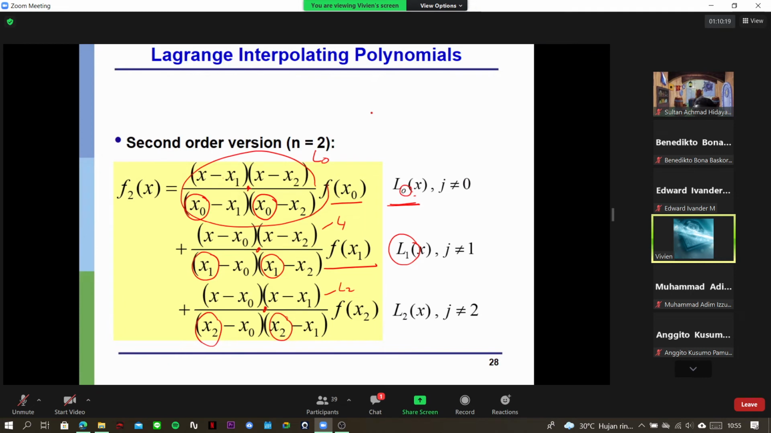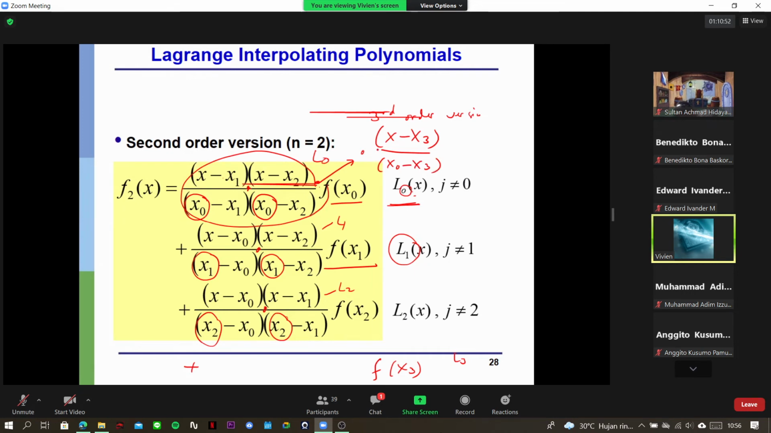Say I want the third order version. That means we have an additional term, multiplied by f(x3). Now, what about the values of L0, L1, and L2? And L3, of course, will be different. With third order, we have to multiply again by (x minus x3) over (x0 minus x3), because we have 4 points. So this is the addition to this one.